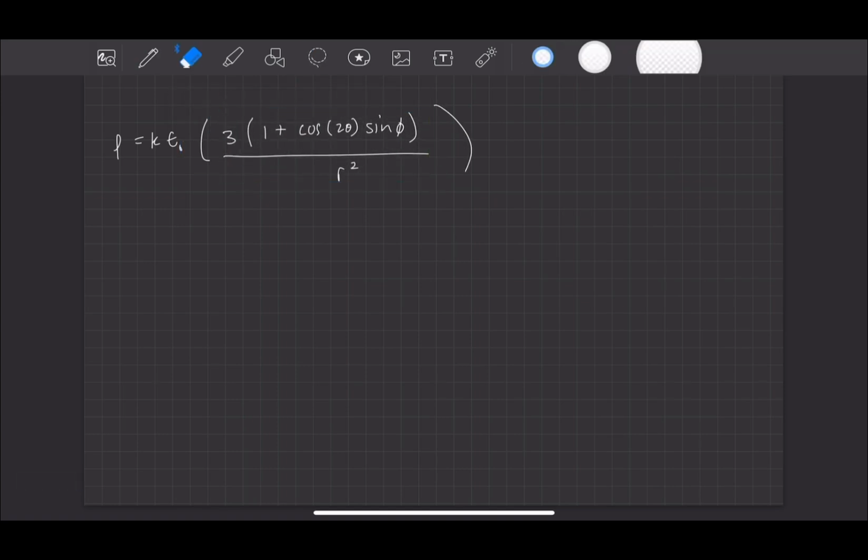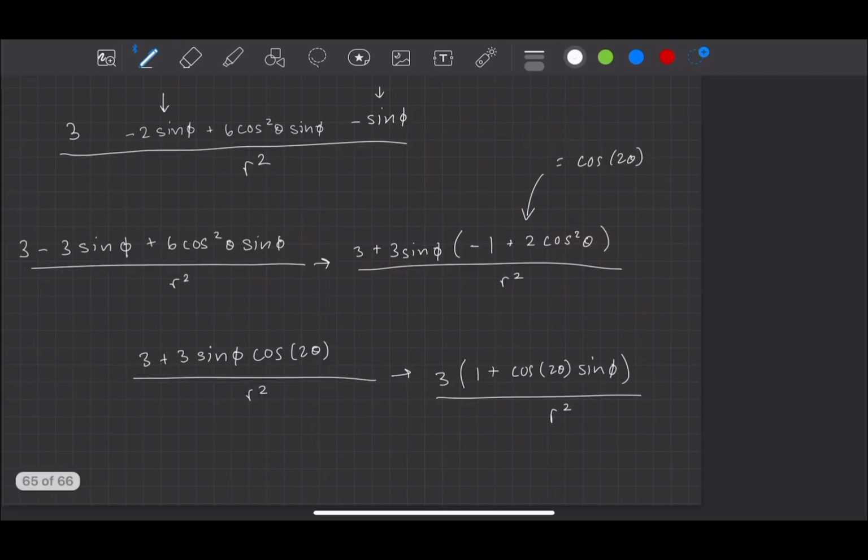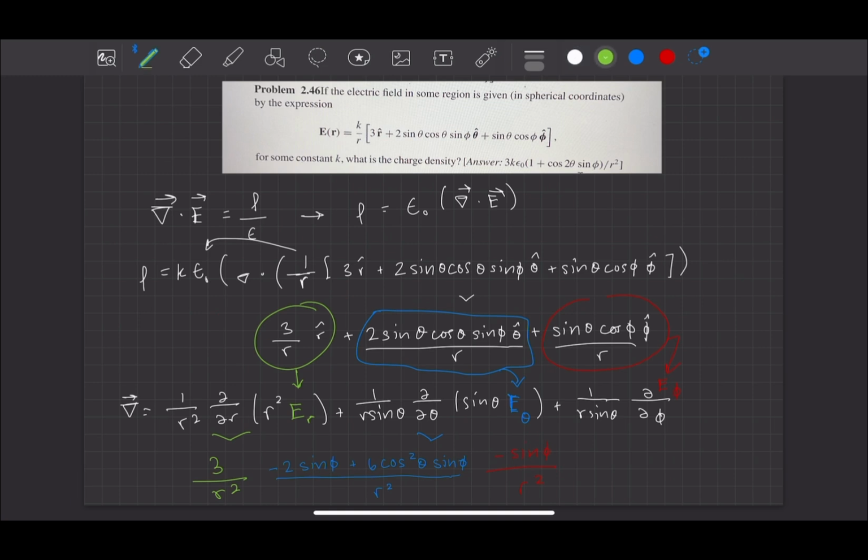Right? And so the last thing we're going to do is we're just going to distribute the constants, k and epsilon naught, and just rewrite it so that it looks nice. There we go. So here we have the answer, and we can check with the book, and we see that's the right one, and it worked out.